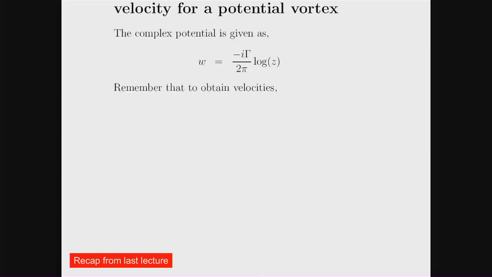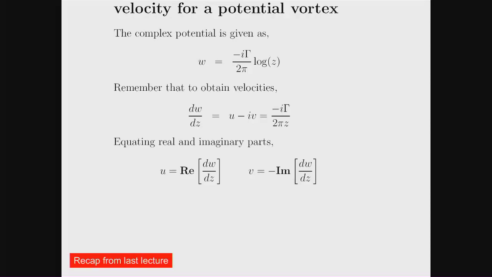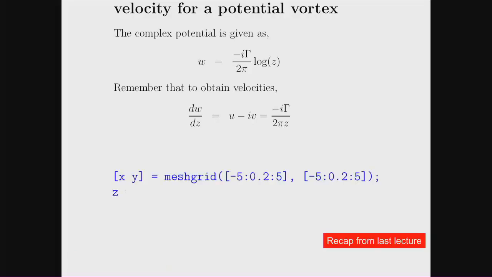Right, and to obtain the velocity for a potential vortex, all you have to do is differentiate W with respect to z. The real part gives you your velocity u, and the negative imaginary part gives you v. And in MATLAB it's really easy to draw the velocity vectors.